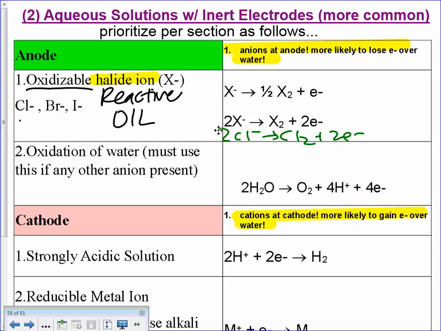So if you have any other anion, for example sulfate, nitrate, phosphate, any of those, they're not going to be the one that you prioritize to be the anode. So only if you have a halogen will you choose that to be the anode half reaction. If you don't have any halide, you must choose water to be the one that's oxidized. And water oxidized looks like this.